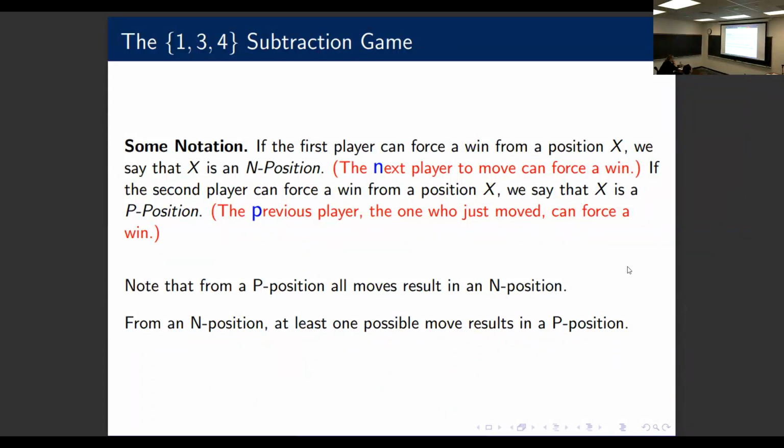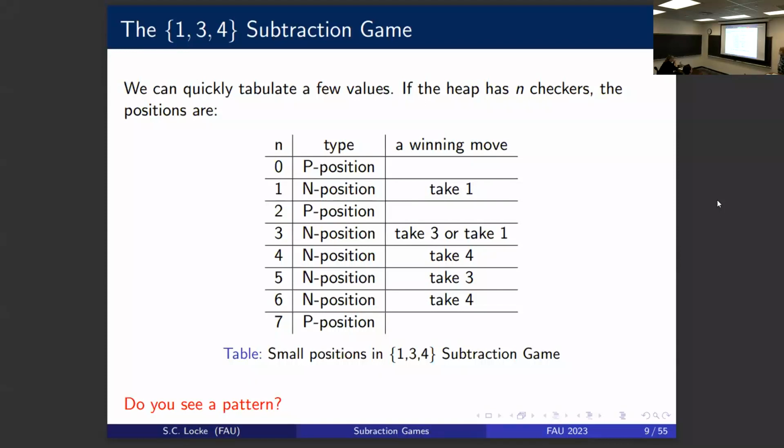Now, move outside the range. There we go. So here's that same game. It's still the 1/3/4 subtraction game. So you can look at 0, the first person loses, so it's a P position. 1, the first player wins, so it's an N position. 2, the first player loses, so it's a P position. And you can go through and calculate for the first few values, right? So I worked it out up to 7 here.